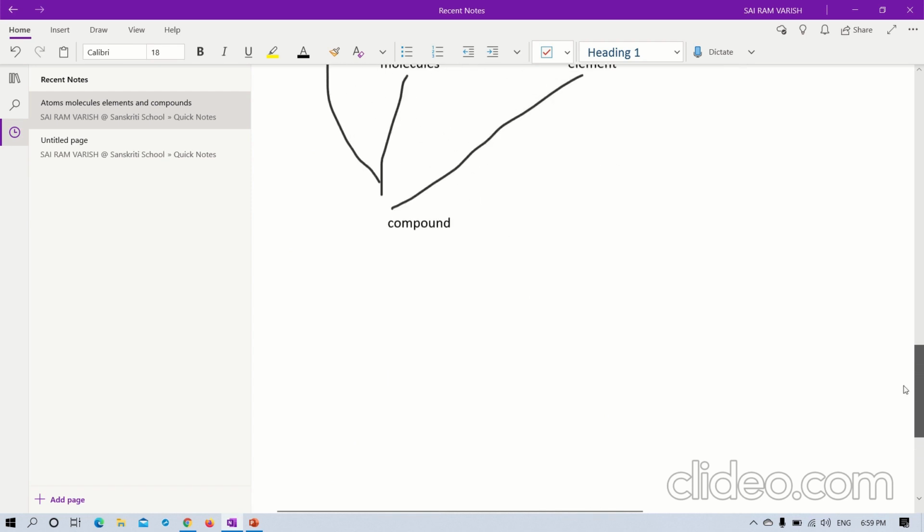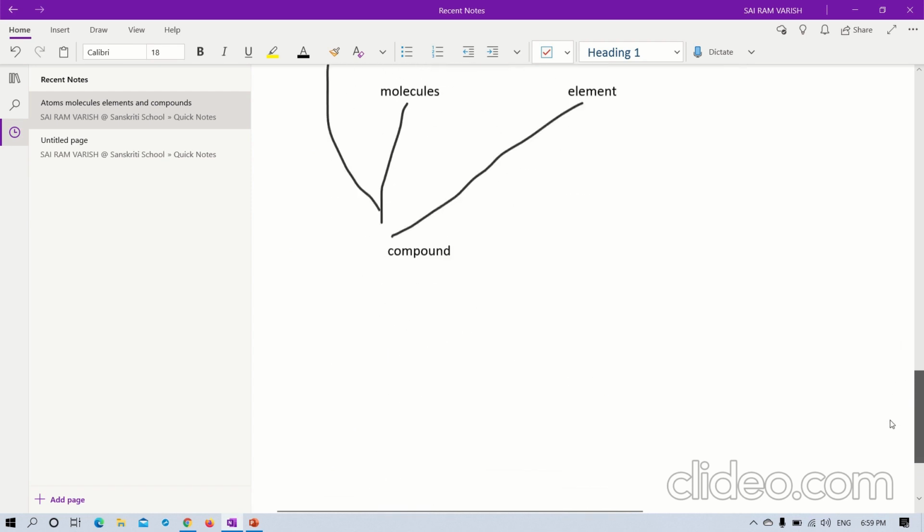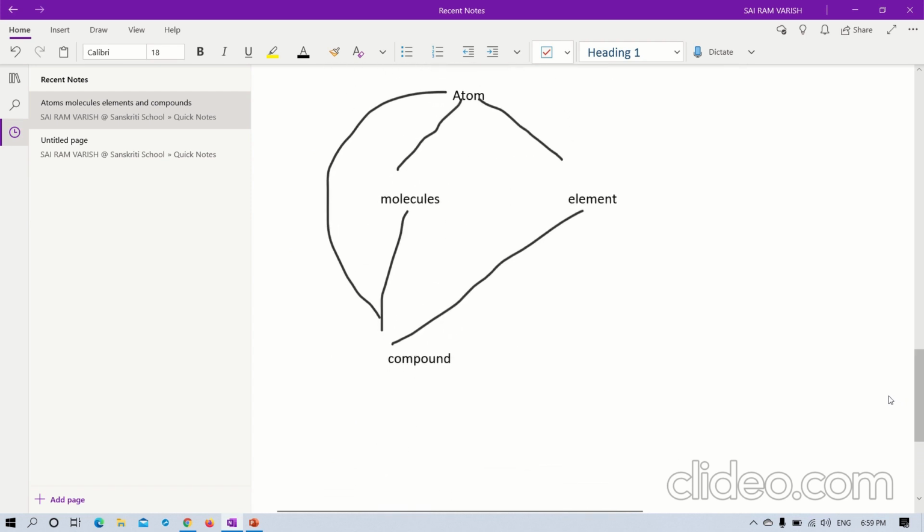What is the connection between an atom, a molecule, an element and a compound? Now, an atom, as we see, is the smallest substance in the universe, so the base of every substance starts from an atom. So these atoms can make up further molecules, elements, and compounds. So let us see. Atoms can make up molecules, they can make up elements, they can even make up compounds. And let's go step by step now.